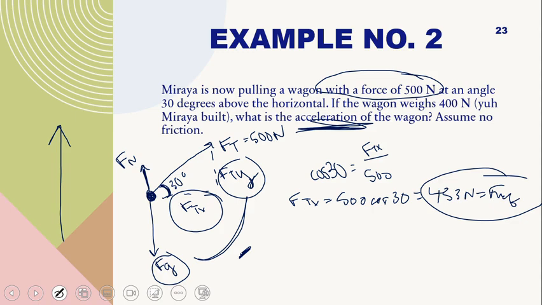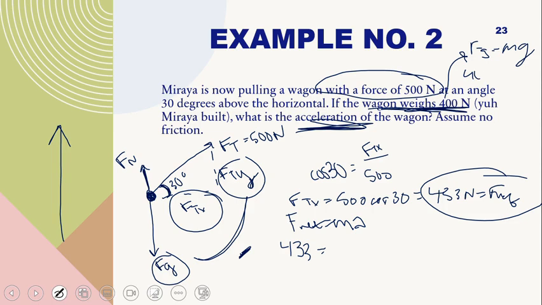So now we can use Newton's second law to solve for our problem. We have 433 is equal to... Now here's where we need to be really smart and not make silly mistakes. They gave us that the wagon weighs 400 newtons. This is not the mass of the wagon. Again, this is not the mass of the wagon. This is the weight of the wagon, or the gravitational force acting on it. If we remember, Fg is equal to mg. So since our weight is 400, and g is 10 on Earth, our mass is going to be 400 divided by 10.